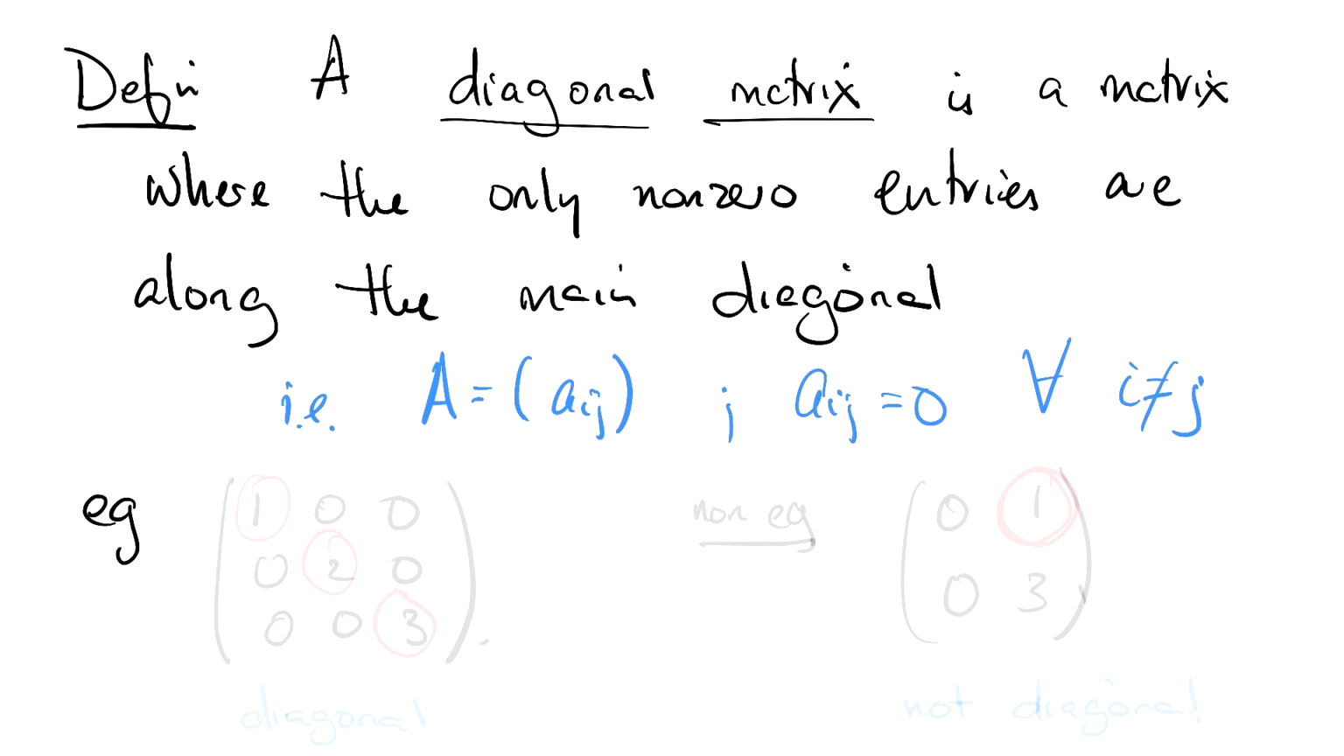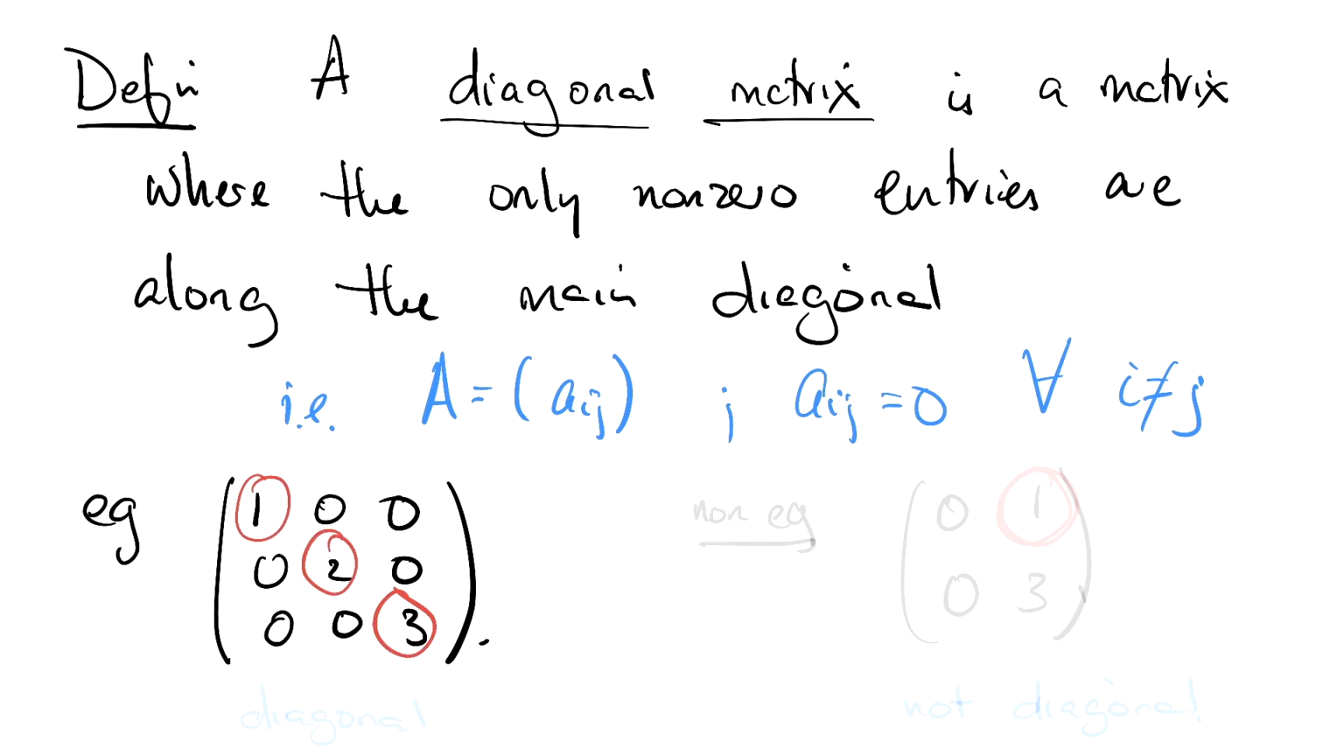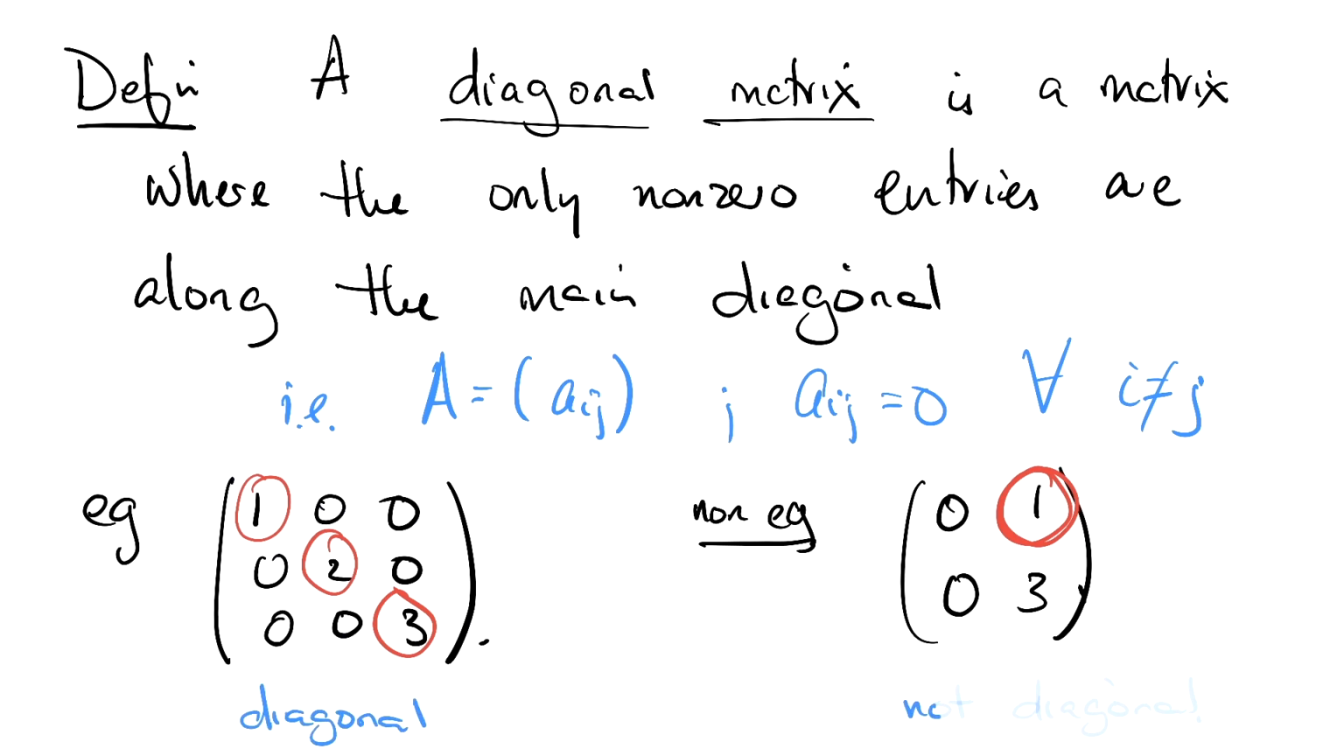Example, here is a diagonal matrix because the non-zero entries are along the main diagonal. And here's a non-example, 0, 1, 0, 3. This is not diagonal because this entry is non-zero, but not along the main diagonal. So this is diagonal, and this is not diagonal.